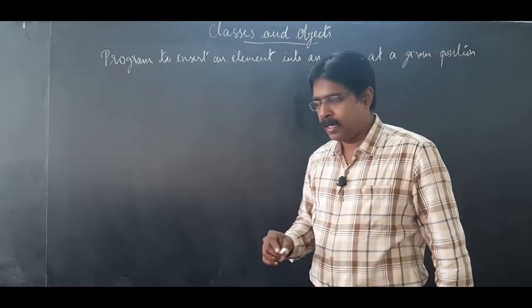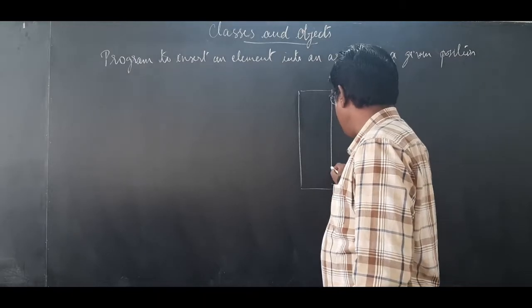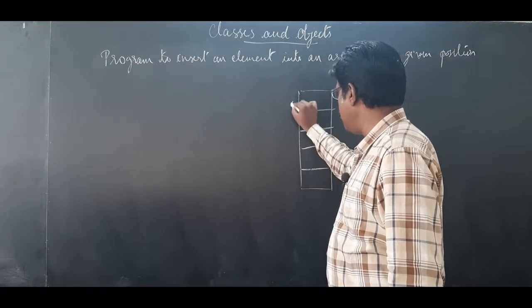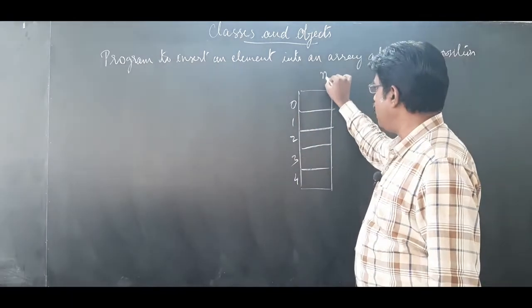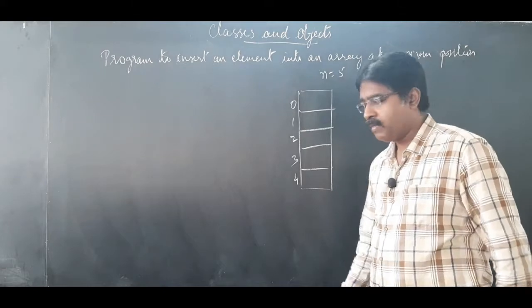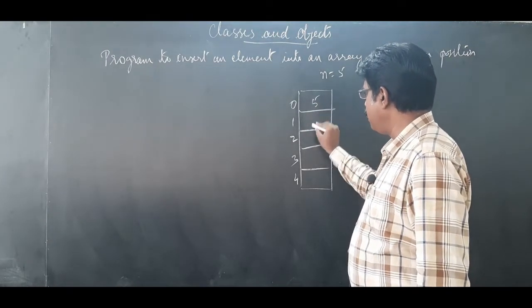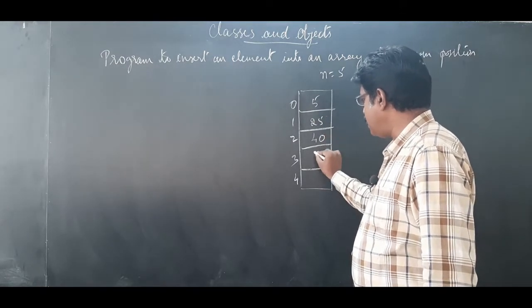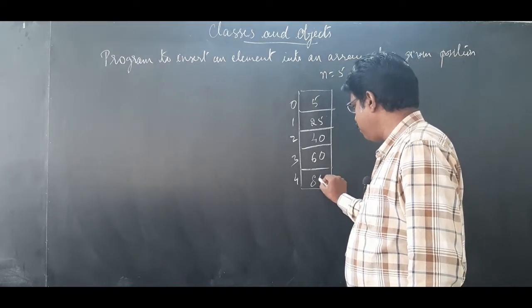Let me take an array having 5 elements. So indexing starts with 0, 1, 2, 3 and 4. So n's value let me take as 5. Now the elements I take are 5, 25, 40, 60 and 80.